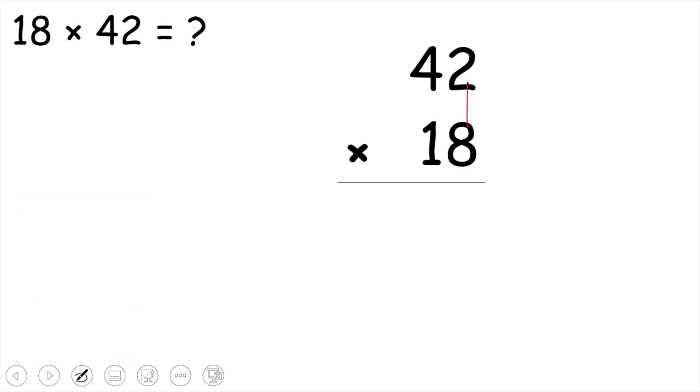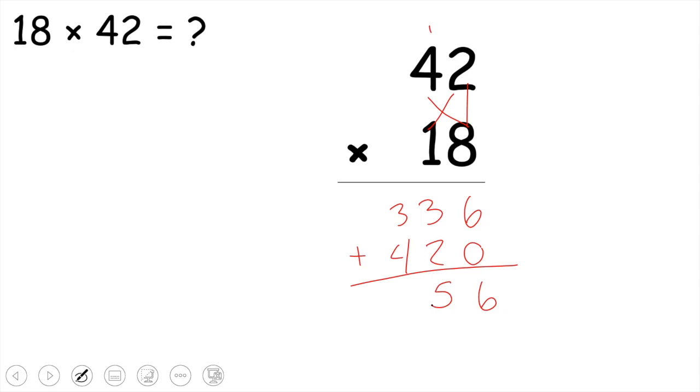So we have 8 times 2, which is 16. Then we're going to do 8 times 4, which is 32, plus 1 is 33. Then because we're done with that, we're going to put a 0 under here, because we've moved over to the tens column. Okay. Then we have 1 times 2, which is 2, and 1 times 4, which is 4. We're going to add all that up, and we have 6, and 3 plus 2 is 5, and 3 plus 4 is 7. So 756 is our answer.